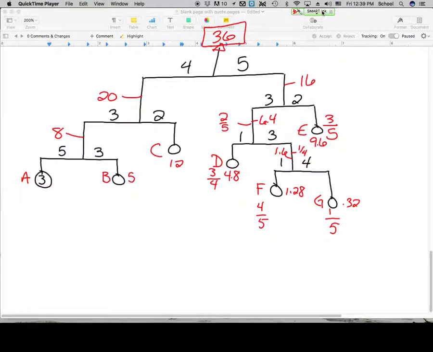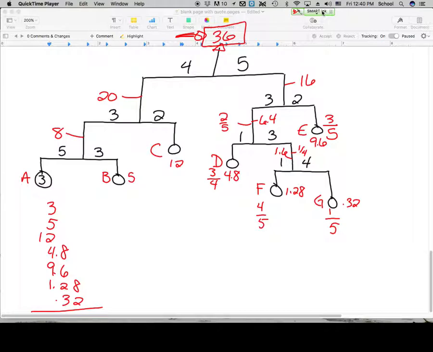Now, is there a way to double check that this probably is correct? If we add up A and B and C and D, I can line this up in between, and E and F and G. What should these add up to? 36. They should add up to 36, what we said the total mass should be.